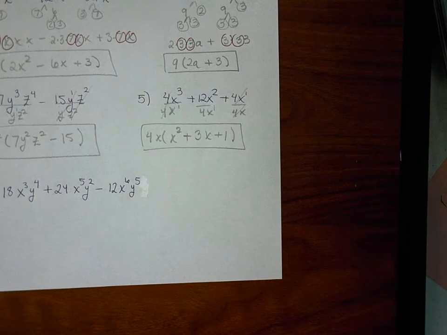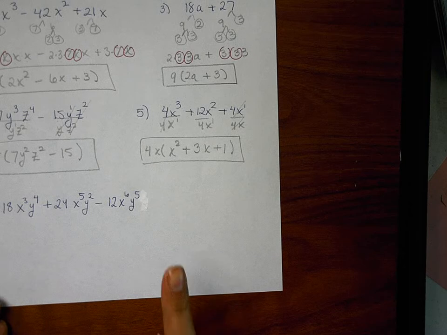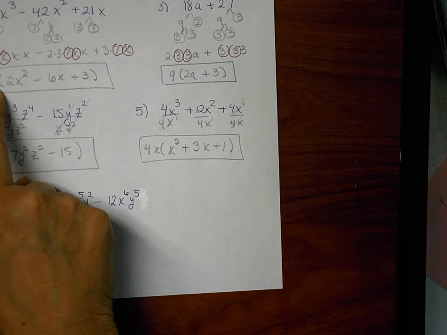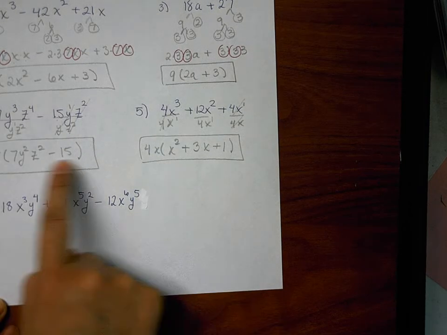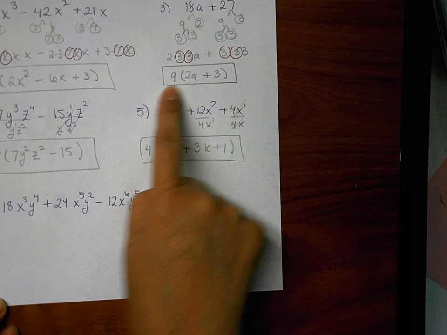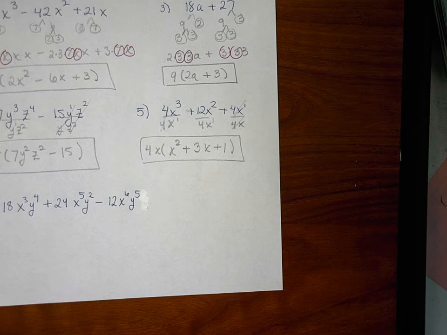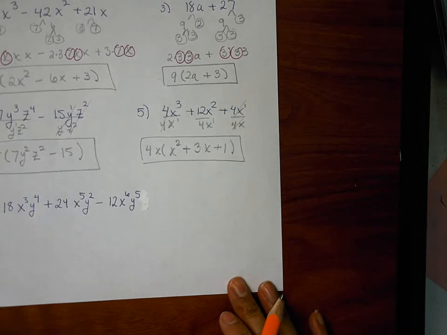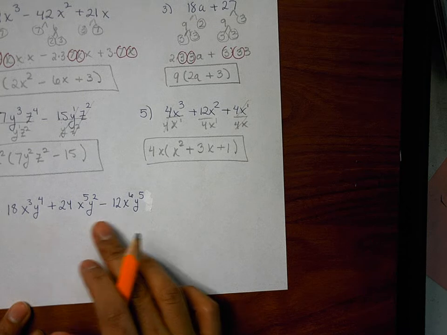So I'm going to show you one last way of doing these. And before I go any further, take a look. Sometimes your GCF has a number and a variable. Sometimes your GCF is just a variable. Sometimes it's just a constant. So it does change depending on the problem.